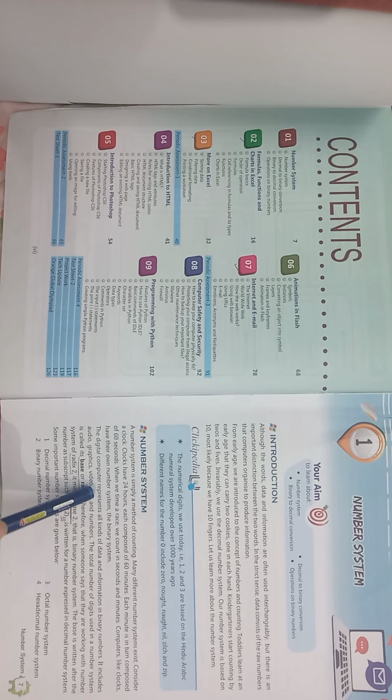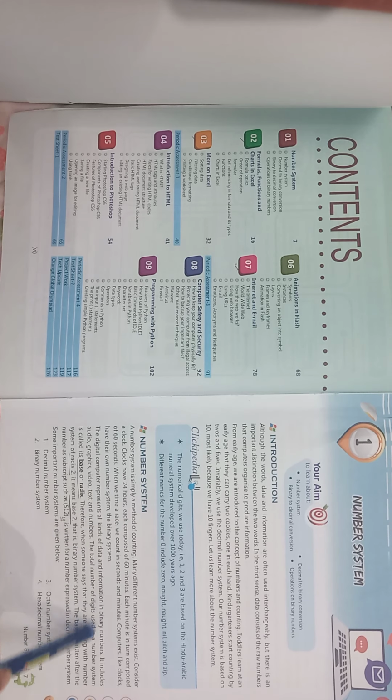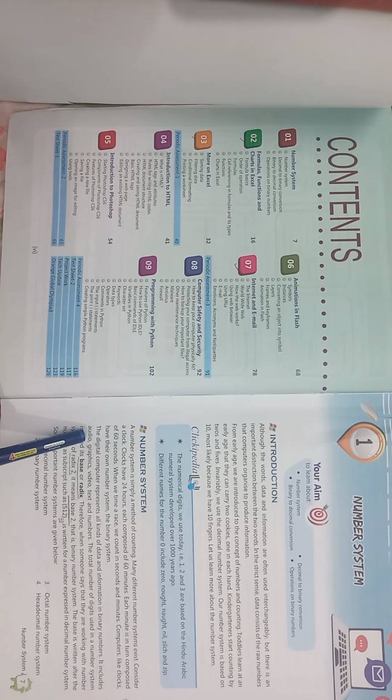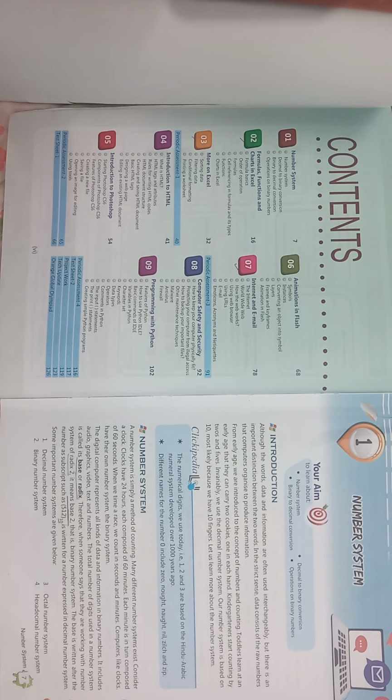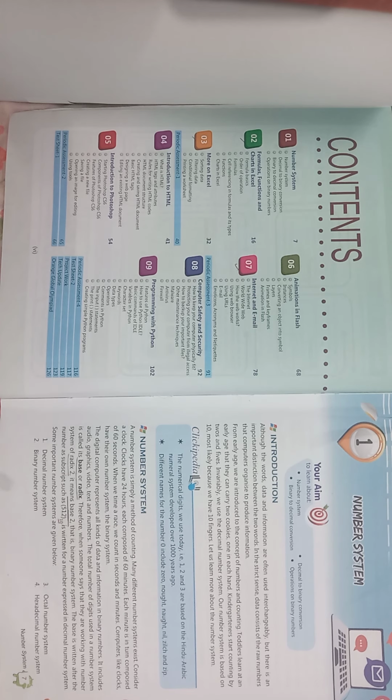The digital computer represents all kinds of data and information in binary numbers. It includes audio, graphics, video, and text. Whatever the data is, in the form of graphics, text, or video, the computer understands that particular graphic, audio, and video only in the 0 and 1 form.